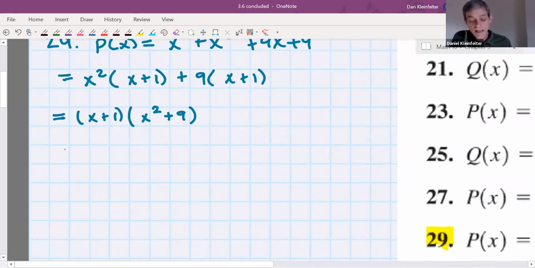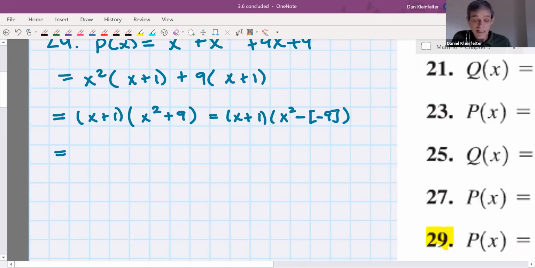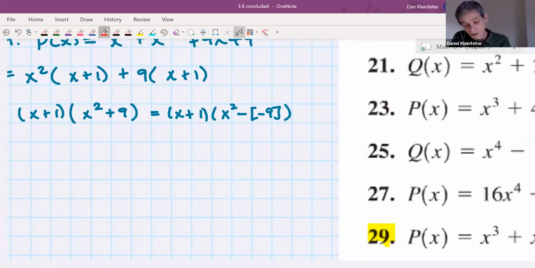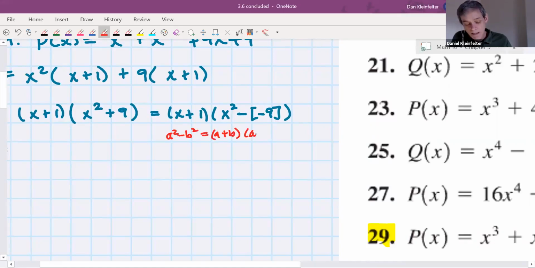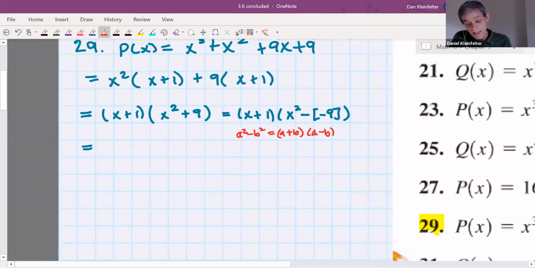All right, so now x squared plus 9 doesn't factor using real numbers, but we can look at it as x squared minus -9. x squared minus -9 is the same as x squared plus 9. So you can just look at this thing as a difference of squares. The difference of squares formula says a squared minus b squared is a plus b, a minus b. So we're going to use that to help us factor this.